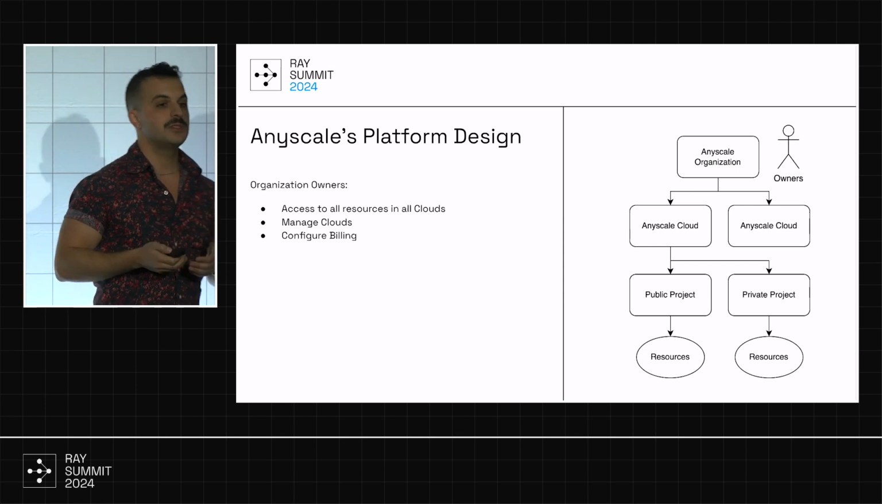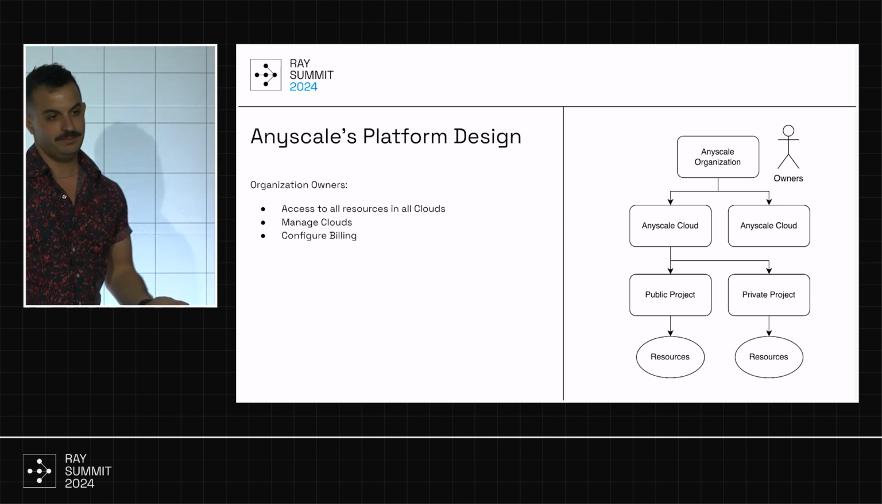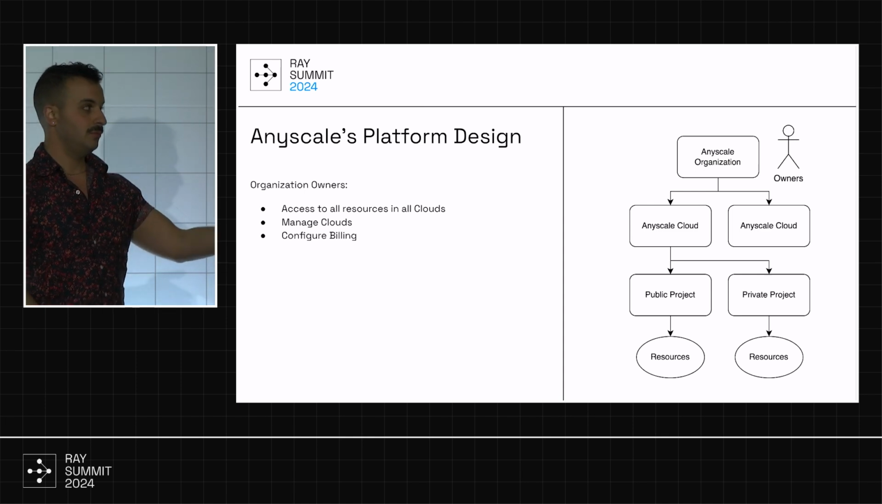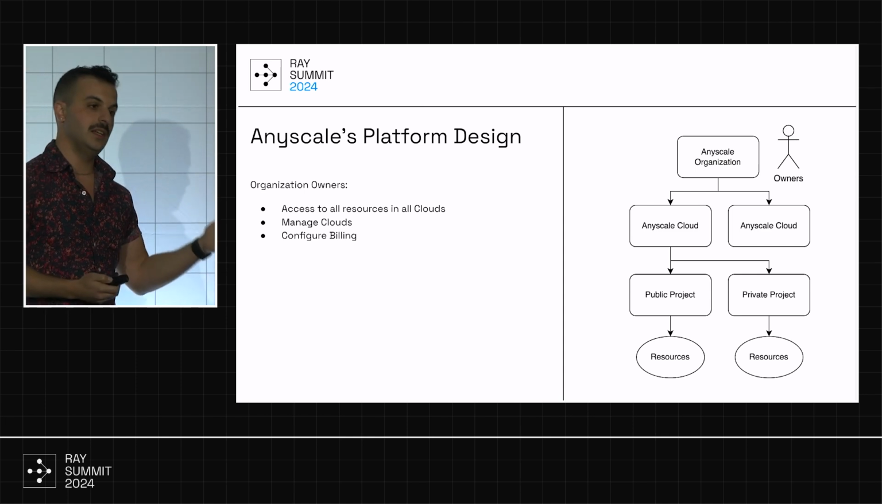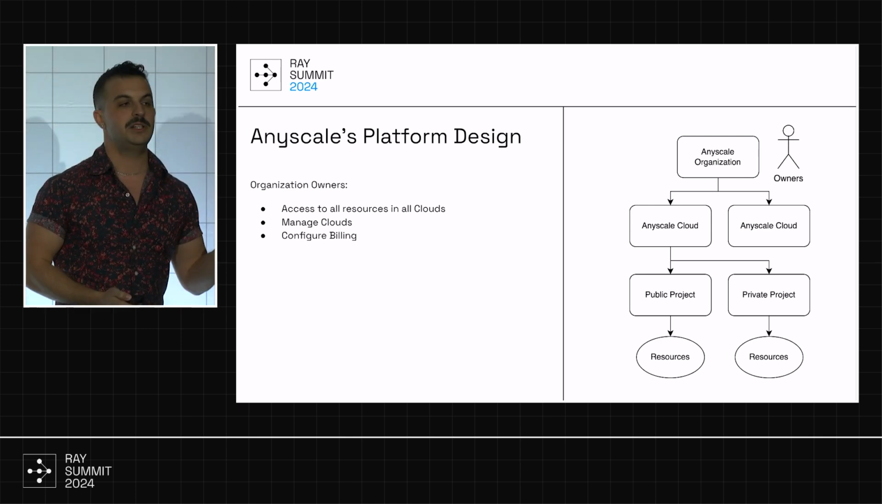We also have different levels of permissions as well. The highest level, you have your organization owner. This is your admin. They do things like grant permissions to various clouds. They deploy new clouds. They delete clouds. They configure billing. Everything you'd expect an admin to do.